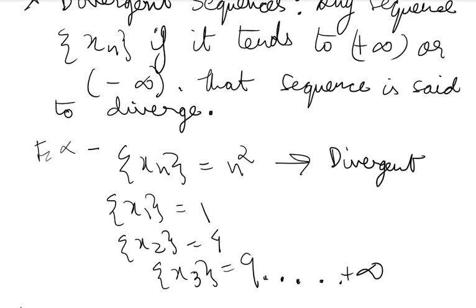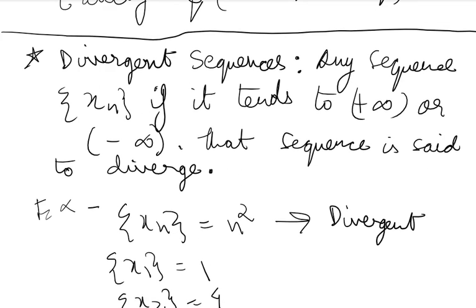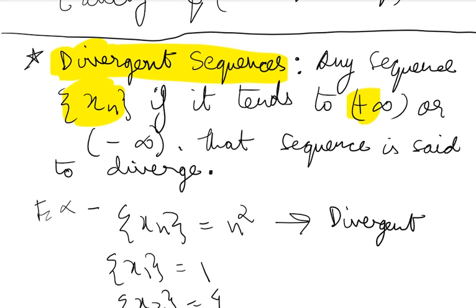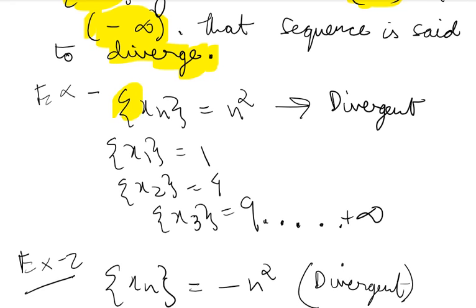We have spoken about divergent sequences. I told you that any sequence xn tending to positive infinity or negative infinity will diverge. I have given you an example here, xn equal to n square is diverging, and another one here, xn equal to minus n square, is also diverging.